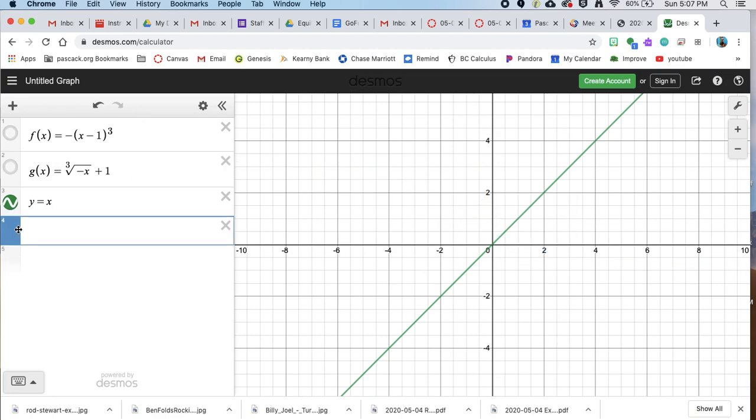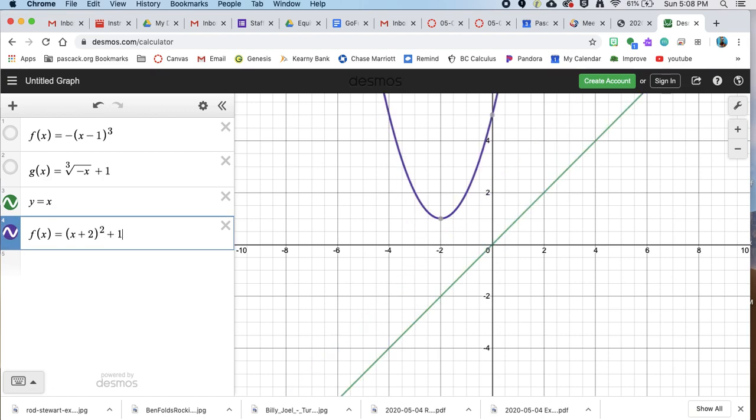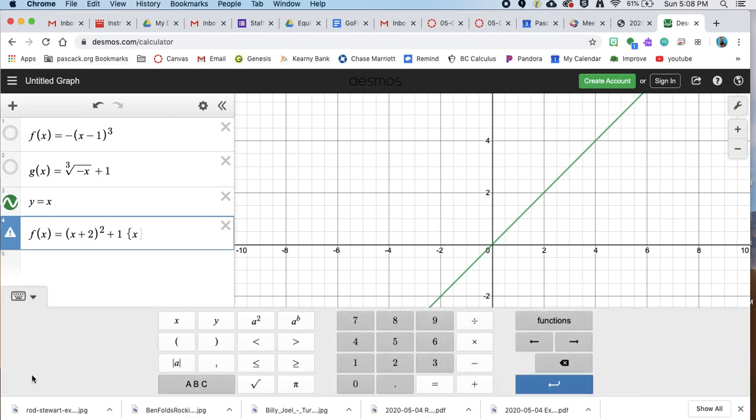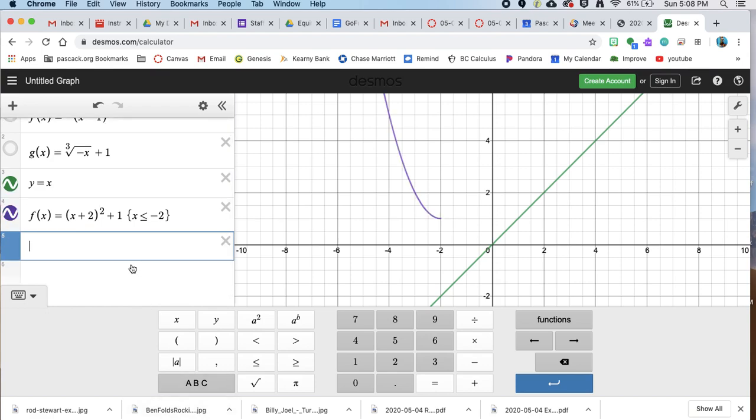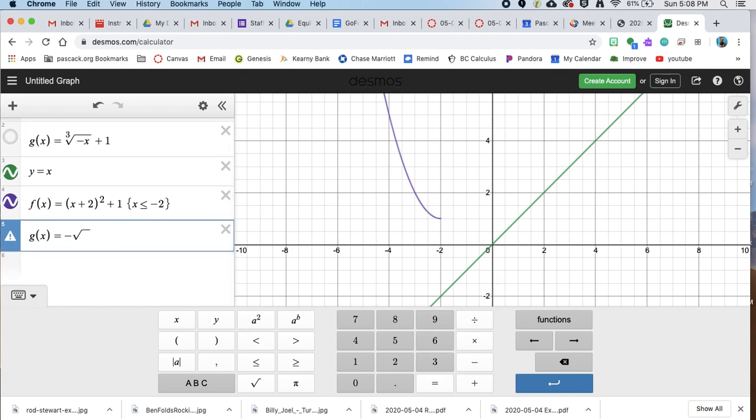All right, I'm going to leave that y equals x on. So now I have f of x is equal to (x plus 2) squared plus 1. Now remember, we put that domain restriction when x is, check it out, less than or equal to -2. There it is, so you can actually see it. And then if I were to graph g of x as the negative, I could actually type in the square root of x minus 1, and then do a minus 2.